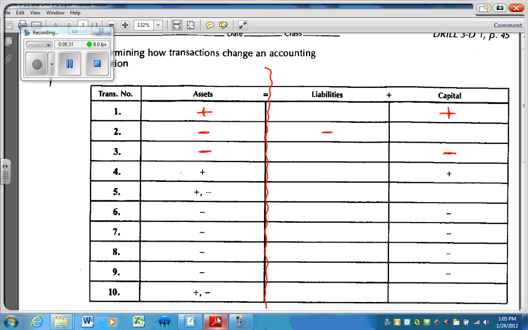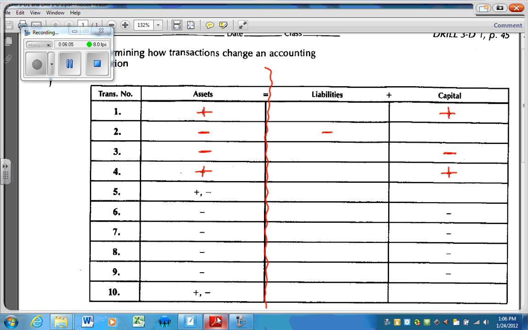Number 4, received cash from the owner as an additional investment in the business. We haven't really dealt with this very much, but when you own a company, you have the option to take money out of your own personal account and give it to your company so that your company is worth more. So your company's cash is increasing. And your company is now worth more. So it has been increased. That's called an additional investment.